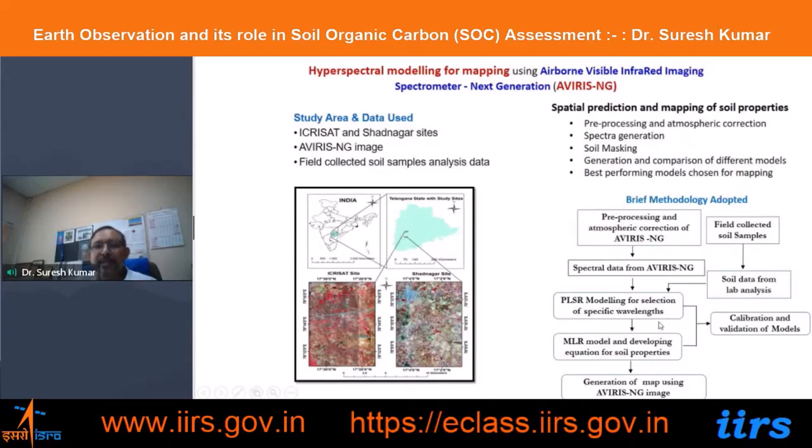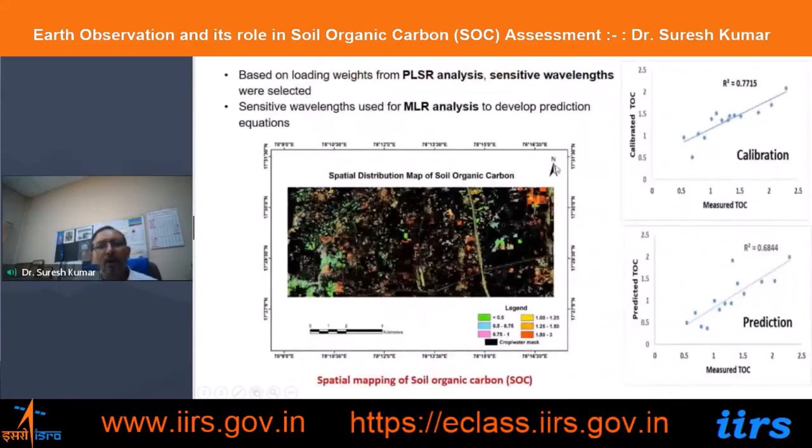By using this technique, we predicted how much accuracy we can get in predicting soil carbon in the surface soils. From airborne hyperspectral imaging, we found a prediction up to R square 0.68 or up to 0.7. And the black color shows the vegetated surface.